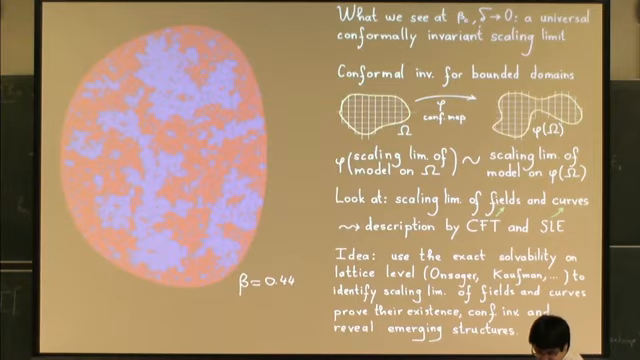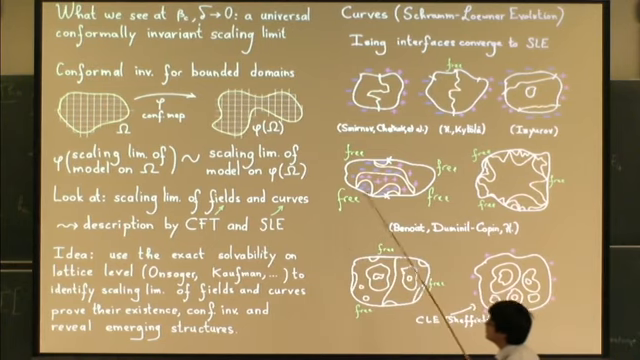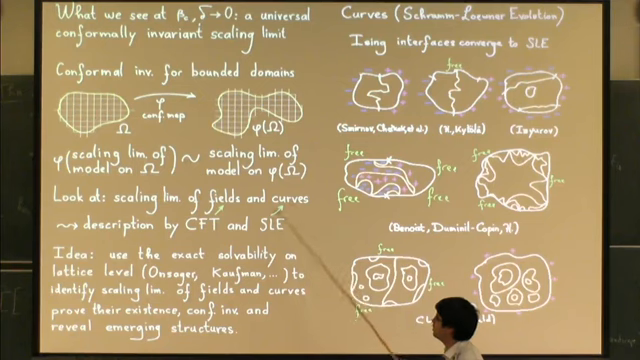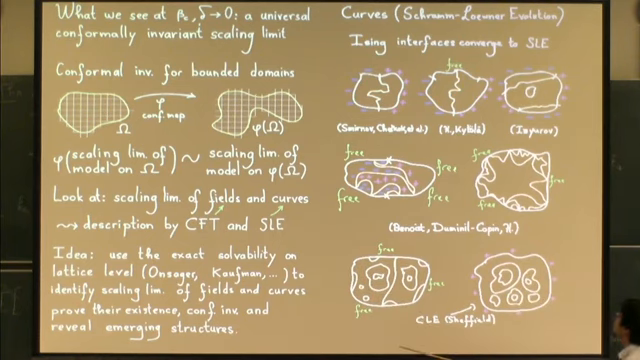Okay. So let me start by first giving a quick overview of recent results in that direction. So let's start with the random curves part. Informally the statement is that the Ising model interfaces converge to SLE. Well, what kind of interfaces? What kind of SLEs? Well, you can make many statements.